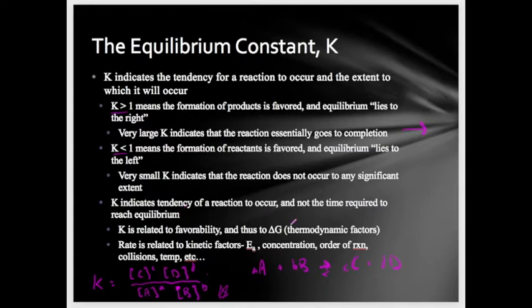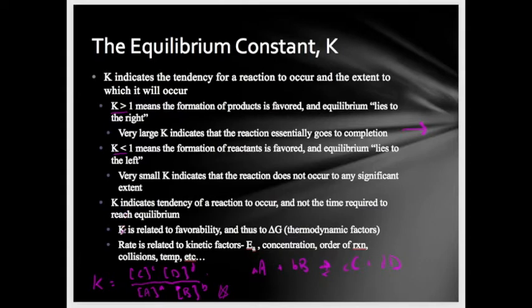Is the forward process favored? Is the reverse process favored? It does not tell us how quickly a system will reach equilibrium. So this is a misconception that people have. They think a big K value means that the system is going to reach equilibrium really fast, that the bigger the K value, the faster the system is going to form products. That is not necessarily true.